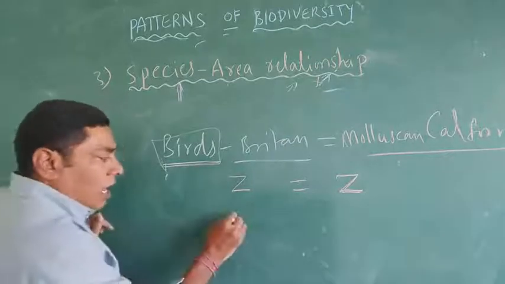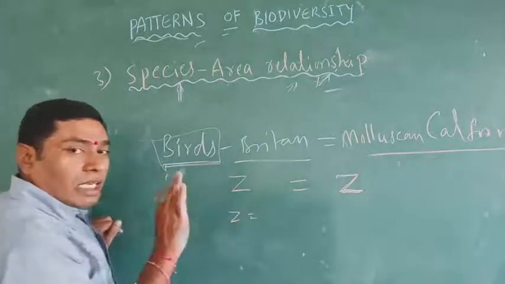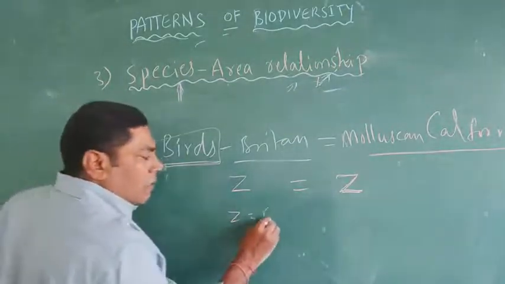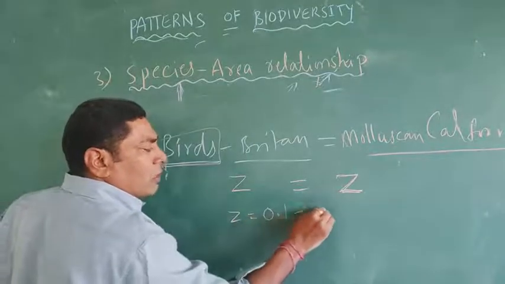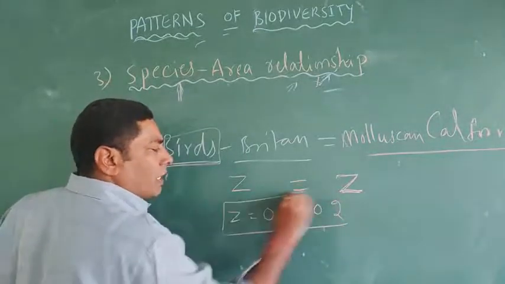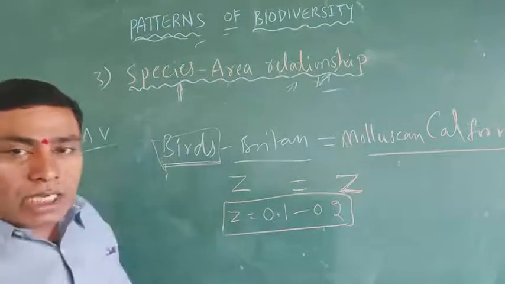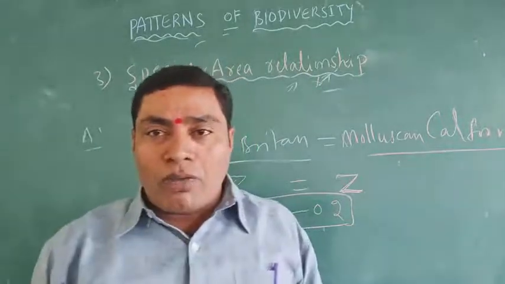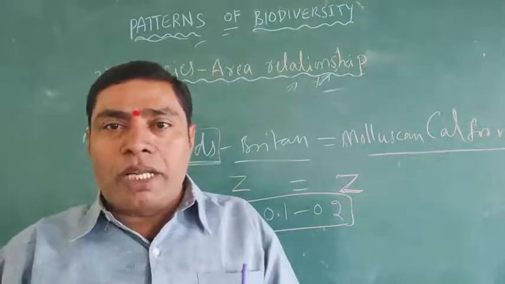But always the z values cannot be equal in both areas. A minimum variation of 0.1 to 0.2 will appear in both areas. So this is the topic of patterns of biodiversity.